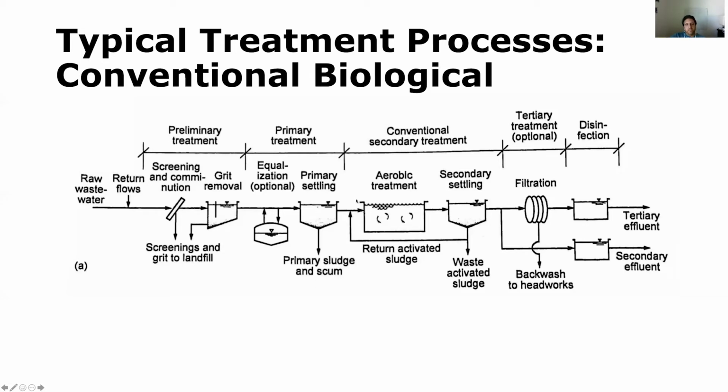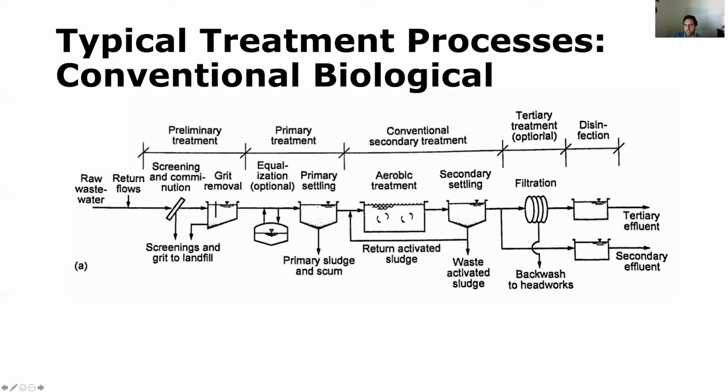Secondary treatment, for a typical treatment process in urban centers of the United States, would typically consist of an aerobic basin, an aeration basin, followed by secondary settling, where you get the separation of the secondary effluent and the waste activated sludge, some of which is returned.